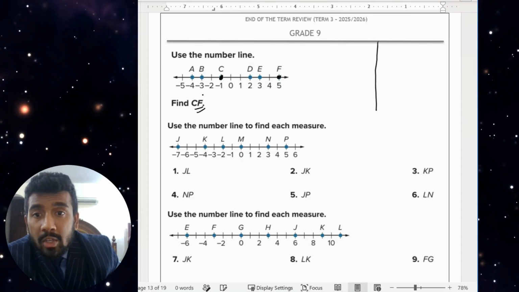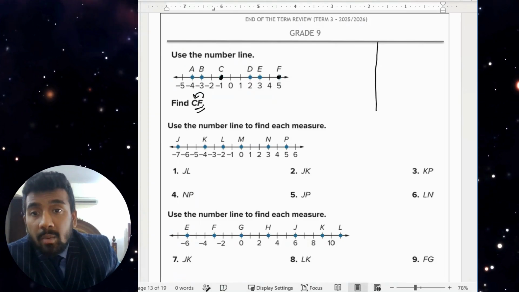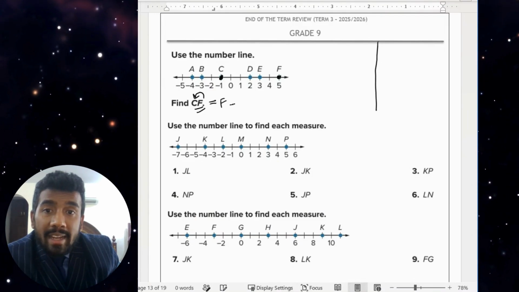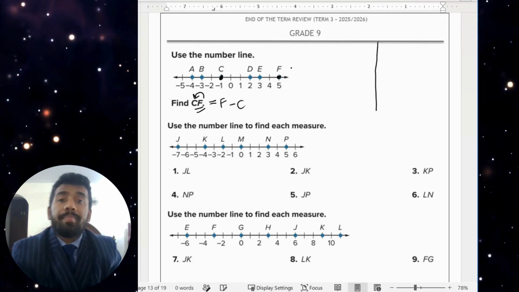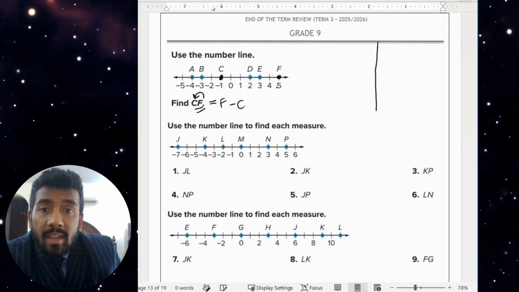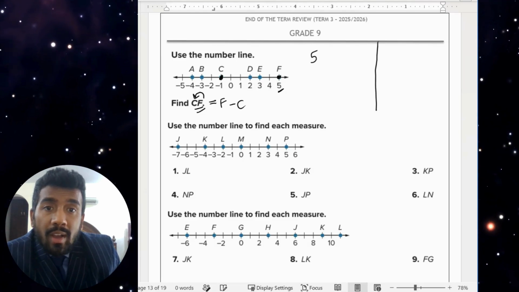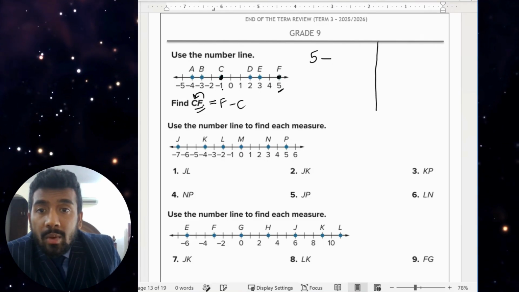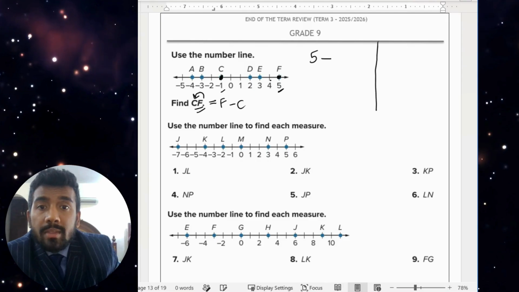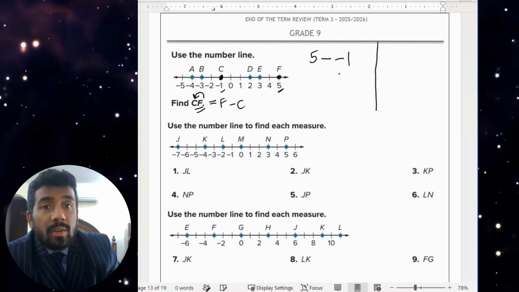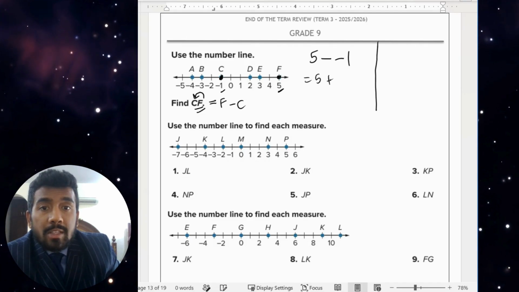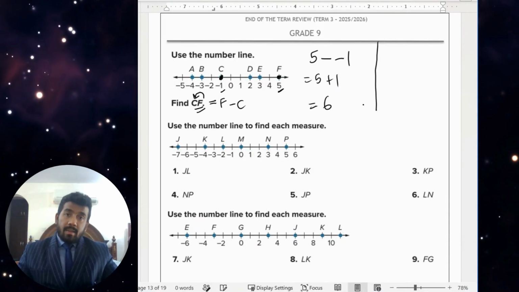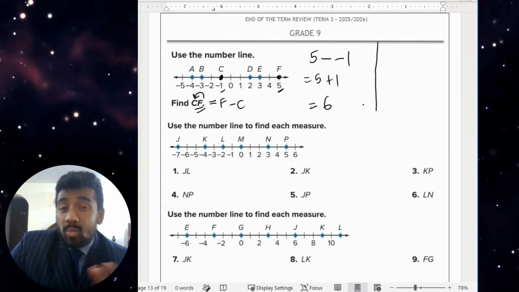CF means what? You do F minus C. The second letter minus the first letter. So what's F? F is 5. So I do 5 minus C. Now what's C? C is minus 1. So 5 minus minus 1. So what will it be? 5 plus 1. So how much will it be? 6. Okay. So this is the first way you can do it.